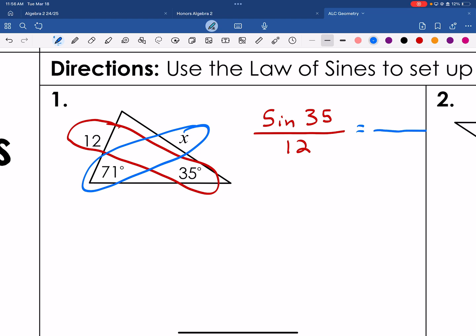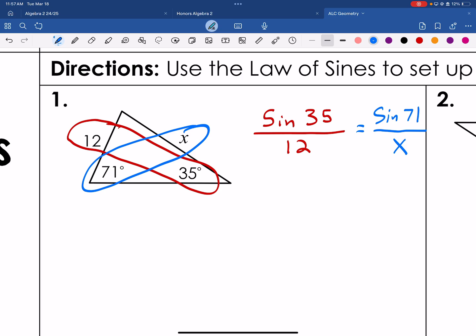Which one of those values goes on the bottom? The 35 or 71 or the x? The x goes on the bottom. The bottom is always going to be your side lengths. We don't know what that is. We do know what the angle is. So this is going to be the sine of 71. So now we have a proportion set up.